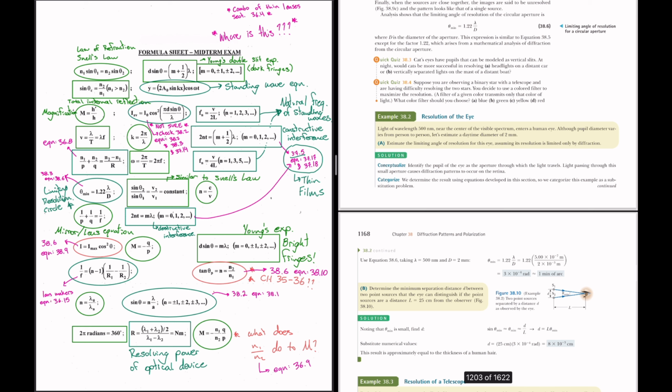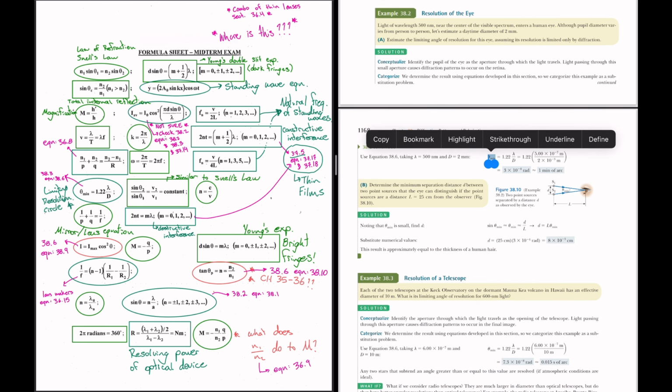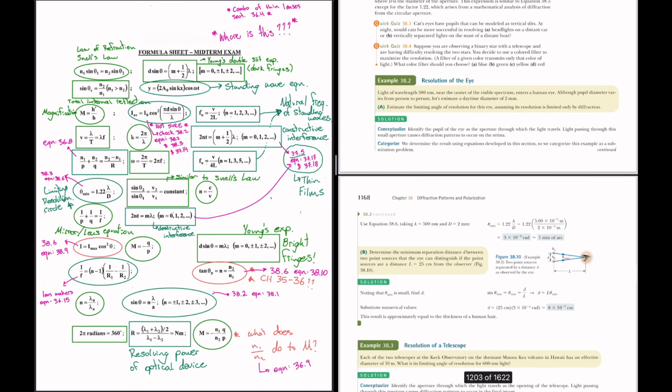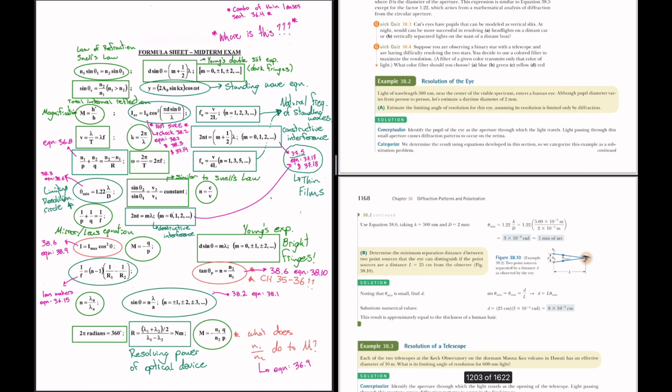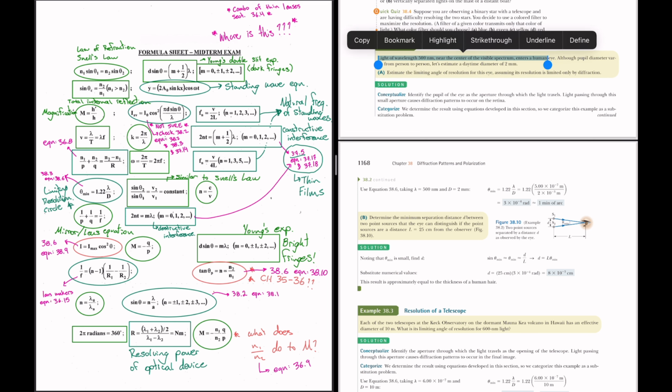And here we have a resolution of the eye, which is a very interesting problem, which I'm assuming uses this equation here. Let's actually take a look. Boom. It is exactly the equation that you use. So you can see just by knowing the name of the equation, resolution, circular aperture, and they ask you some question like: light of blank enters the human eye, pupil diameter from person to person varies. Estimate the limiting angle of resolution for this eye, assuming the resolution is limited by diffraction.